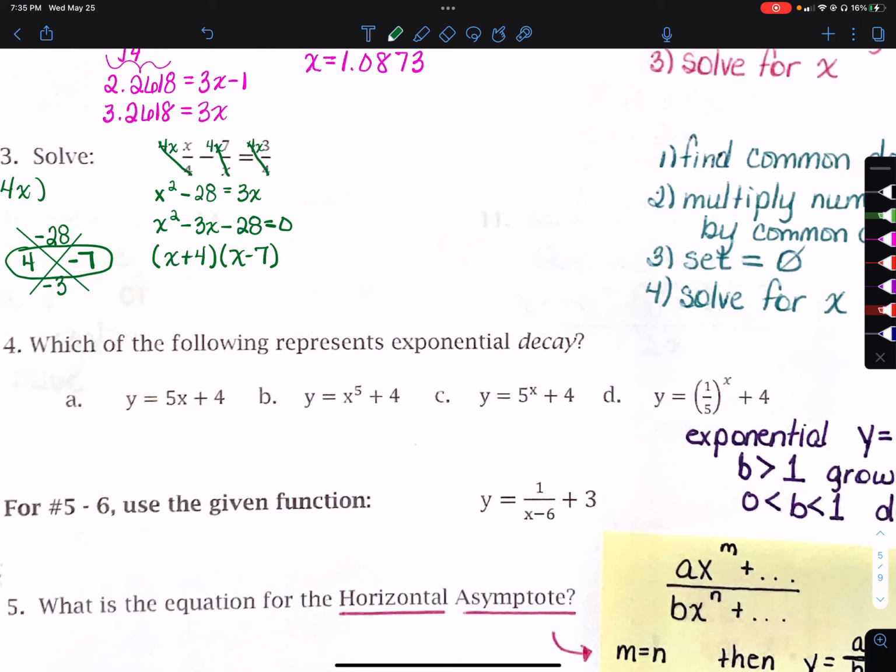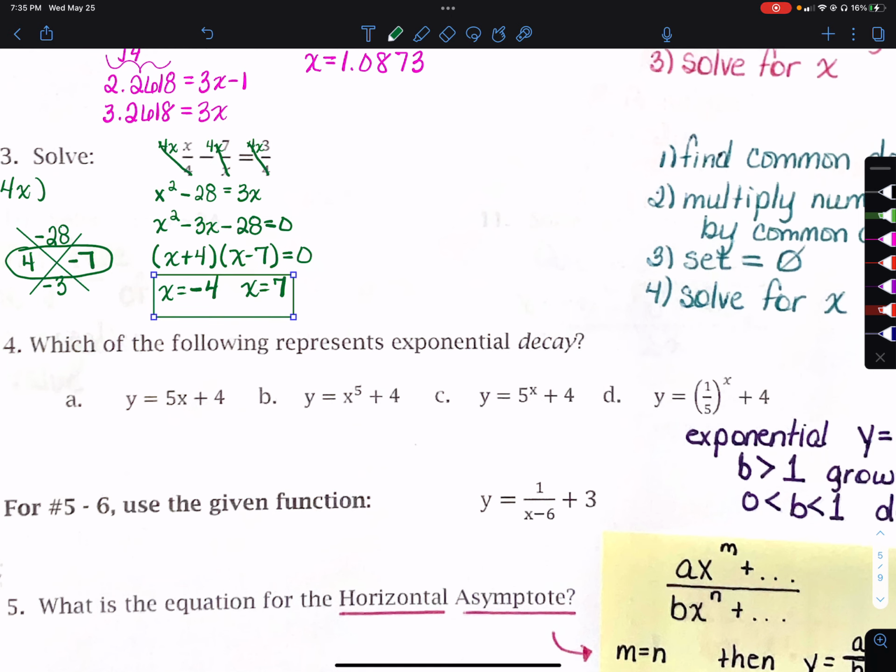Now, because it said solve, I've got to get what x equals. So if I was to set each of those factors equal to 0, I would get x equals -4, and I would get x equals +7. So those are my two possible solutions.